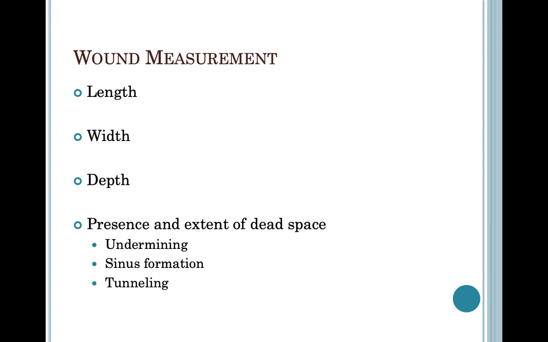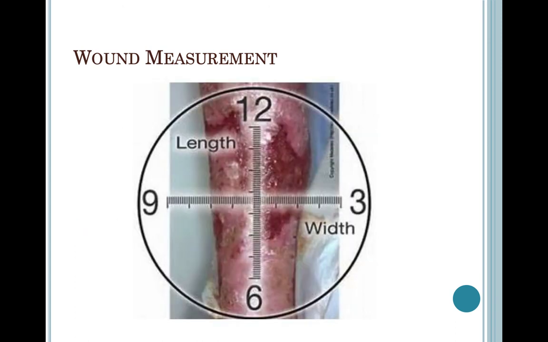Sometimes, especially in pressure injuries, they describe it as the iceberg effect. What you see in terms of the opening to the surface of the skin is actually only the tip of the iceberg. There's a lot of dead tissue underneath, and the wound margin may actually extend beyond what we can see with the naked eye. So when we're looking at dead space, we're looking at things like undermining, sinus formation, and tunneling.